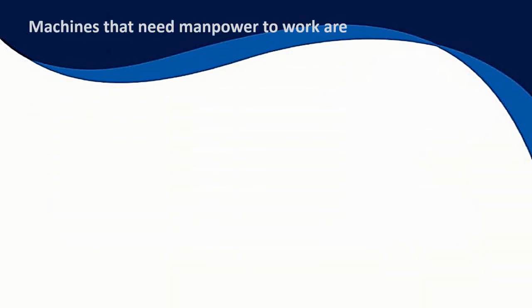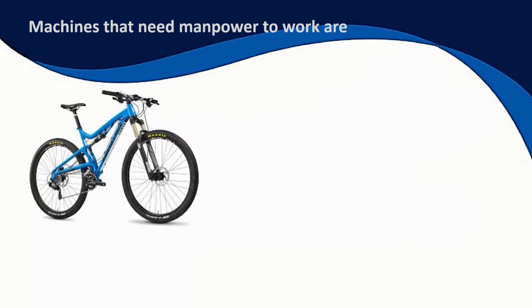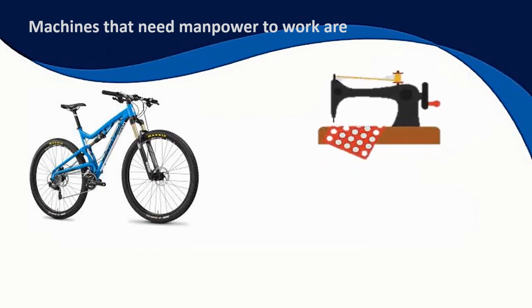This slide shows us machines that need manpower to work. What is the first picture? Bicycle. Yes. Now you must be thinking, how is the bicycle a machine? Yes, bicycle is a machine, but it uses manpower to work. We use bicycles to go to places that are not very far. Now this is a sewing machine and it uses manpower to work. We use sewing machine to stitch clothes.